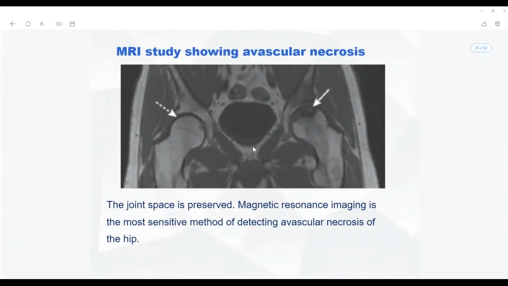And you can also see one thing here: in avascular necrosis there won't be any joint related problems. Generally speaking, the joint space is preserved. So you have to understand this is not a problem of a joint. This is obviously a problem of an articular surface.